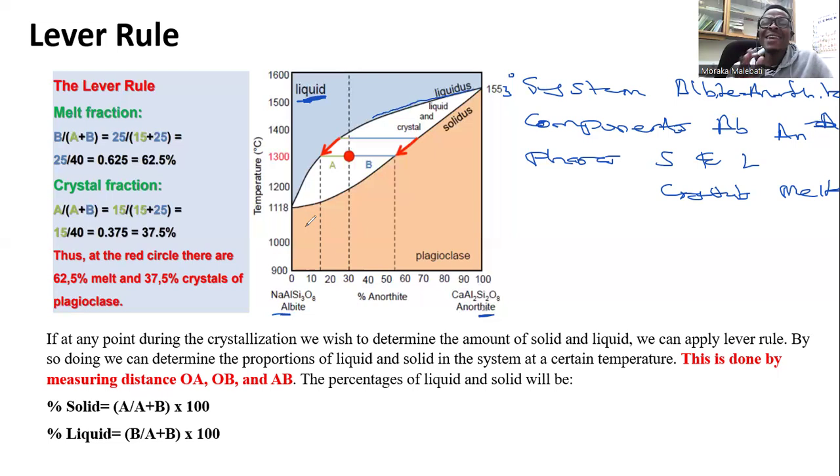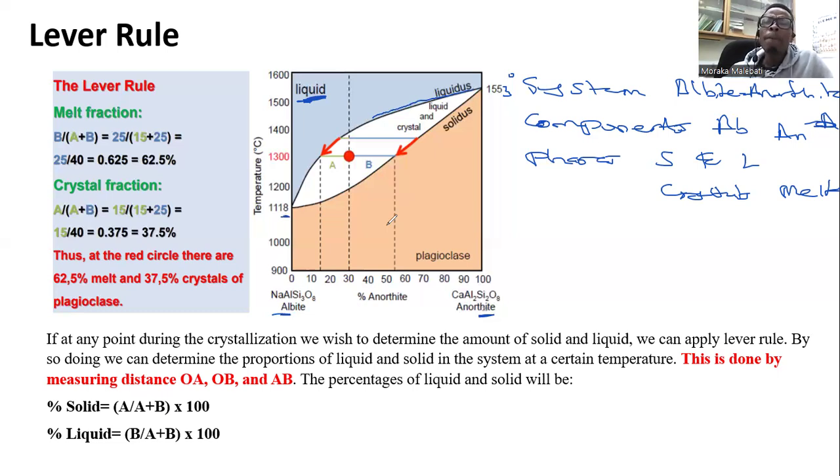Now, non-end members, in the field between pure albite and pure anorthite, would not melt at one temperature, but over a range of temperature. That is the temperature between 1118 degrees and 1553 degrees. That is the range of temperature through which the non-end members will melt. That's the first thing I wanted to bring to your attention.